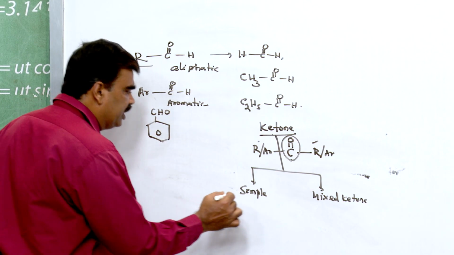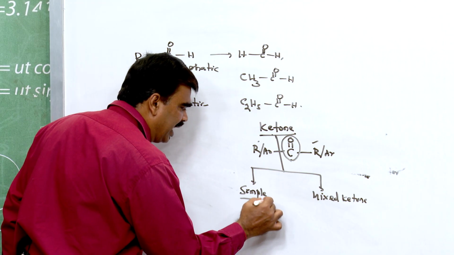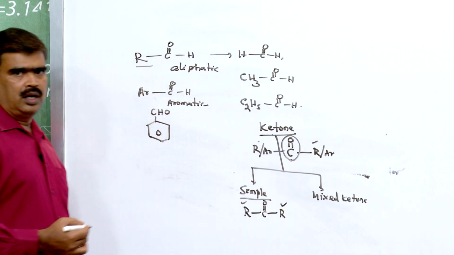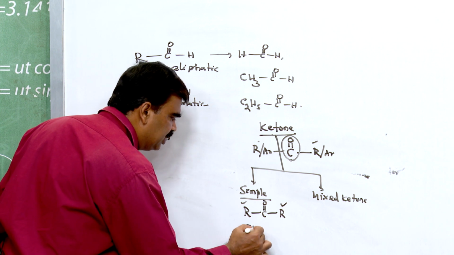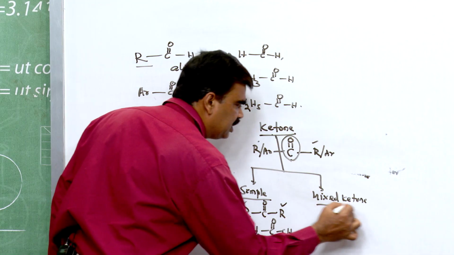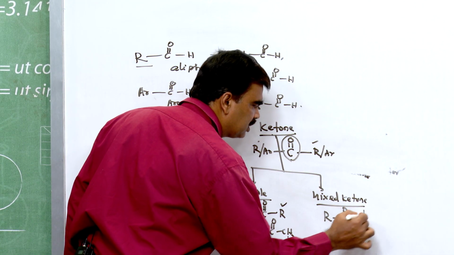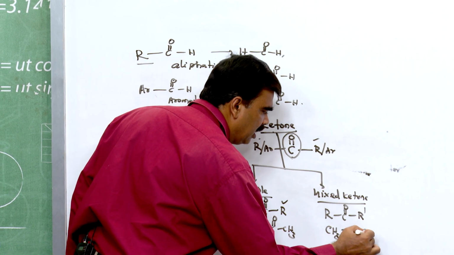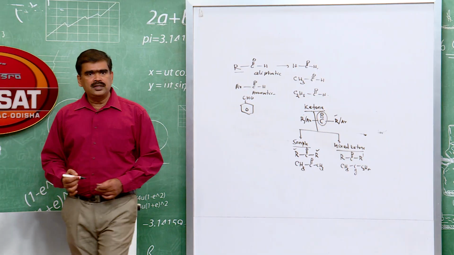Okay. So simple ketone means the carbonyl group is bonded to two similar groups on either side. For example, acetone, okay, and mixed if they contain dissimilar groups on either side. Means if you have a methyl here, it can be ethyl or any other group. So this is called mixed ketone, right.